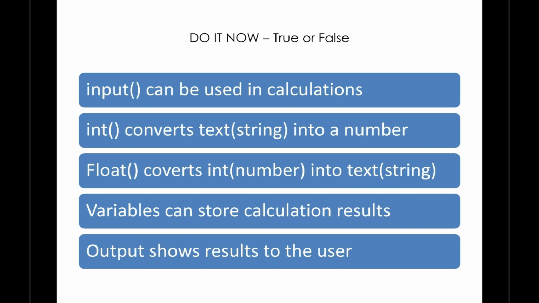Question 1. Input can be used in calculations. True or false? Question number 2. Int converts text into a number. Question number 3. Float converts int into text. Question number 4. Variables can store calculation results. And question number 5. Output shows results to the user. Pause the video, get your answers ready, and we'll go through them shortly.